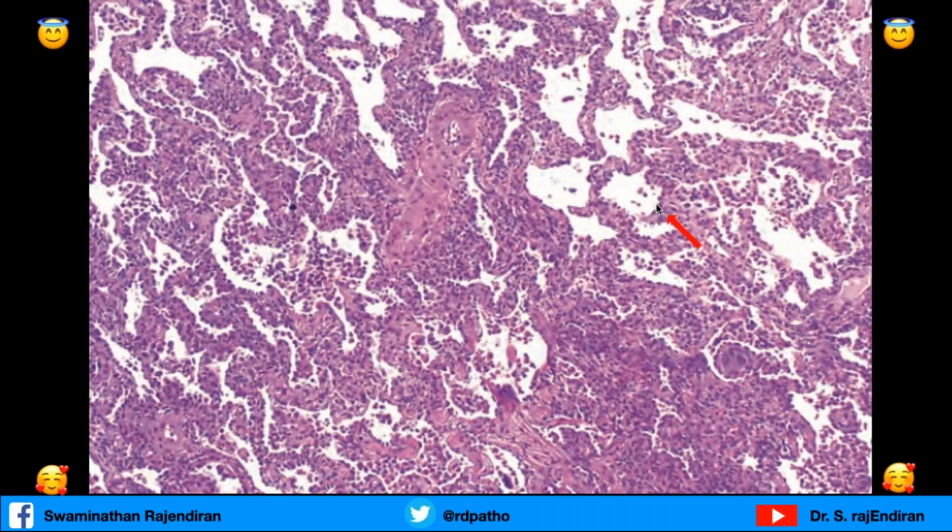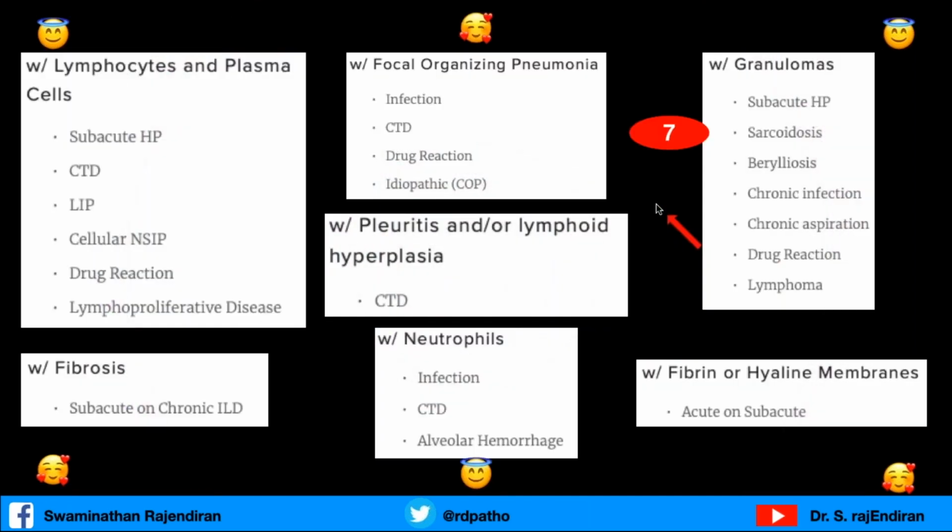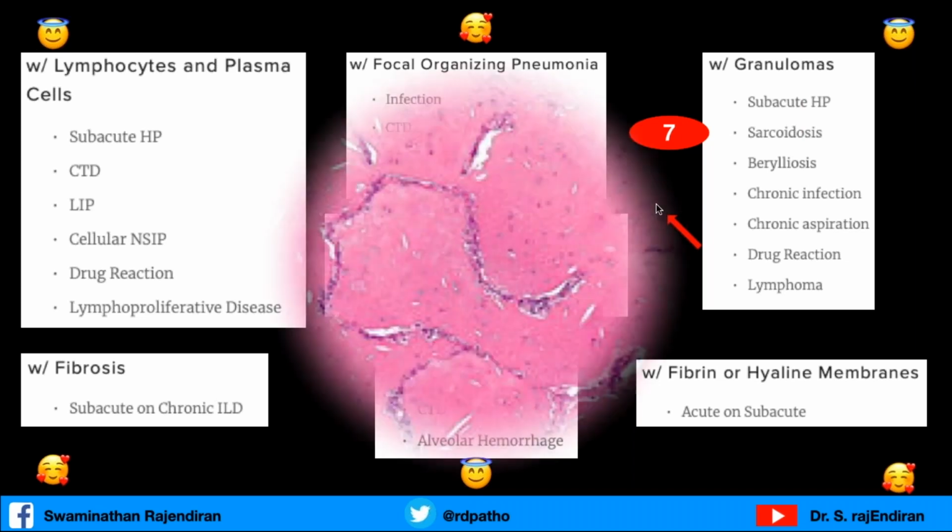Now we are moving to pattern 3. As you all know, this is heavily infiltrated by cells, so it is known as cellular infiltrate, and because of that, this will be blue in color in the low power. This shows 7 subtypes with lymphocytes and plasma cells, with focal organizing pneumonia, with granulomas, with fibrin and hyaline membranes, with neutrophils, with pleuritis and or lymphoid hyperplasia, and with fibrosis. So there are 7 subtypes in pattern 3.